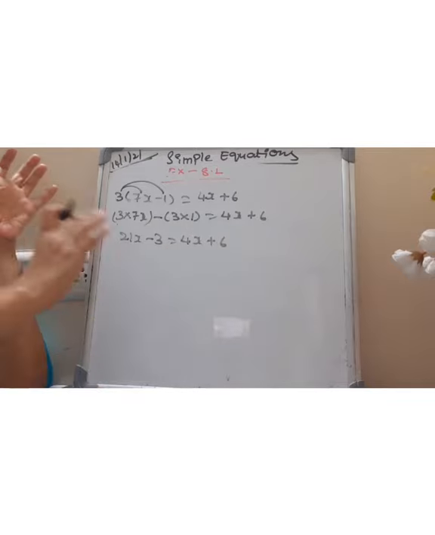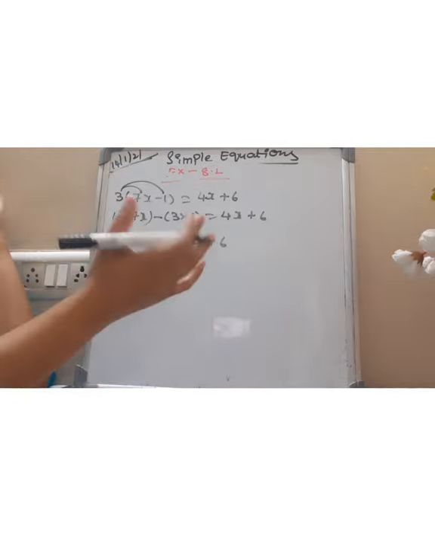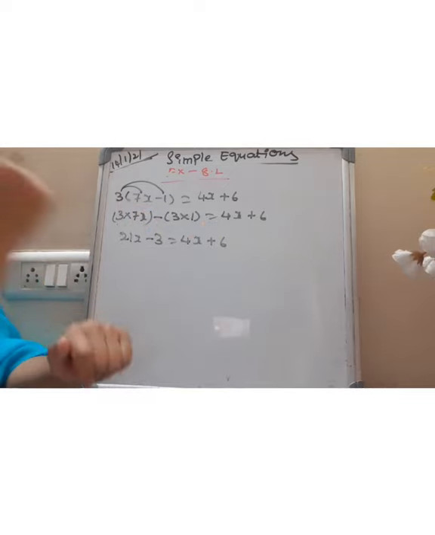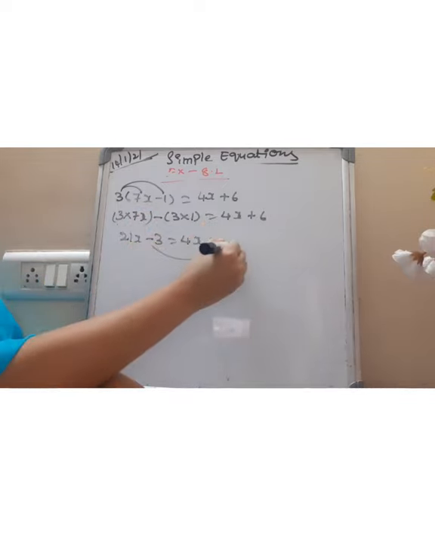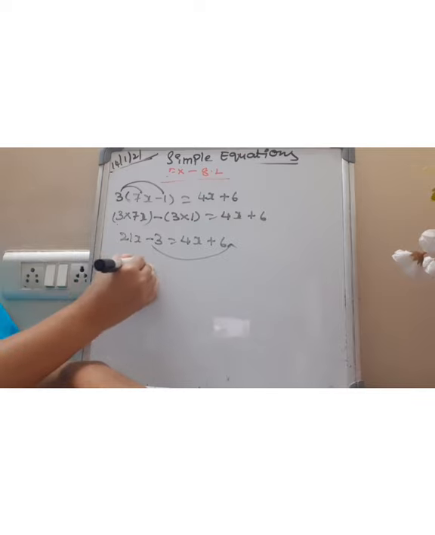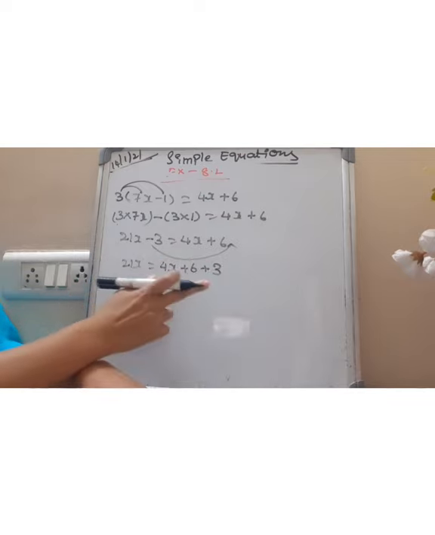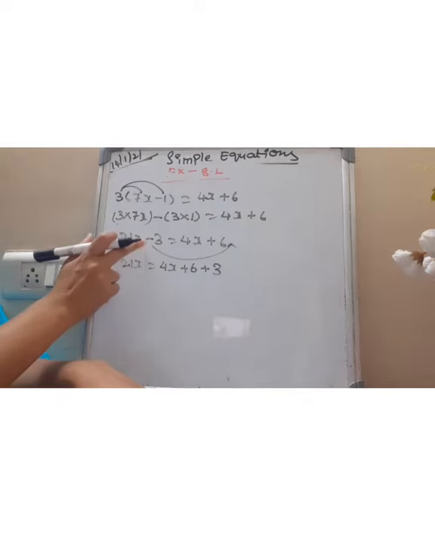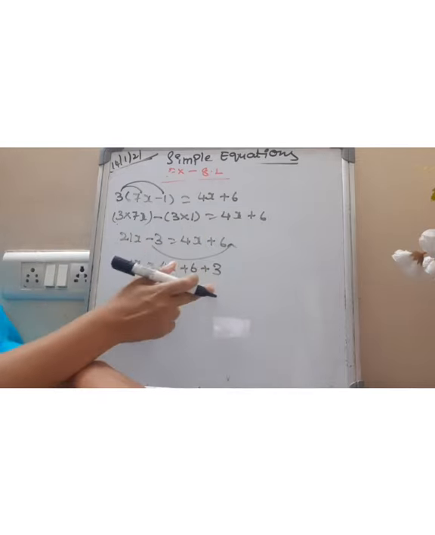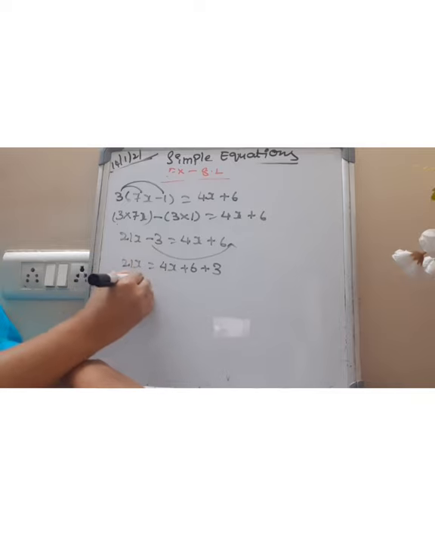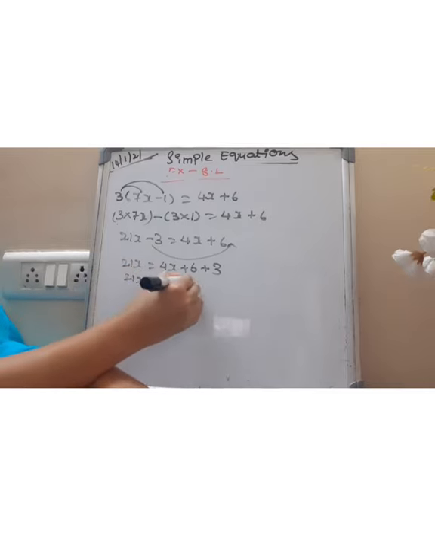The first step is we will bring all the constants to one side and all the variables to the other side. We will send negative 3 to this side. So 21x is equal to 4x plus 6 plus 3. Why plus 3 here? Because it is negative 3. When we send negative 3 to this side, it will become plus 3. So 21x is equal to 4x plus 9.